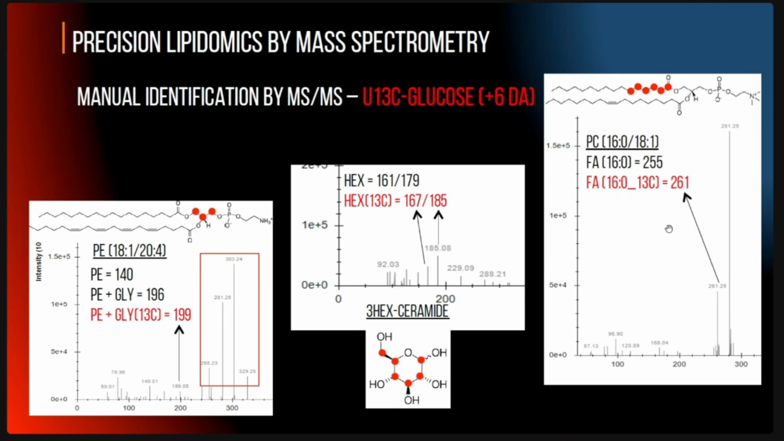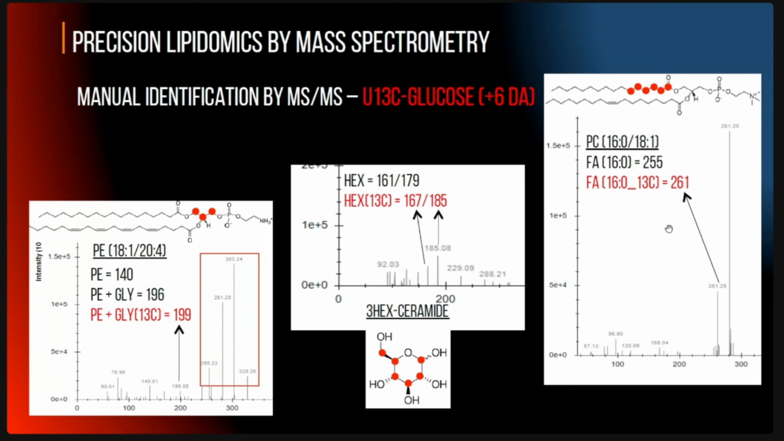All right. And then this is another case studying a ceramide that has 3 hexosyl groups or 3 glucoses. And then normally the mass is 161 and 179 for each glucose. But then here I started to see the mass 167 and 185, which is a 6 Dalton shift from the original molecule. So then we can precisely say that this compound has an incorporated glucose, fully labeled glucose.